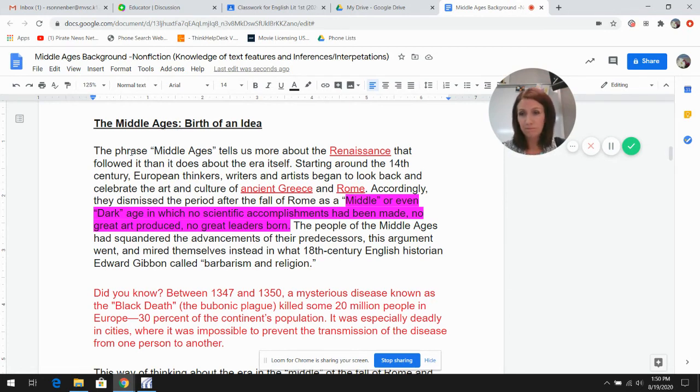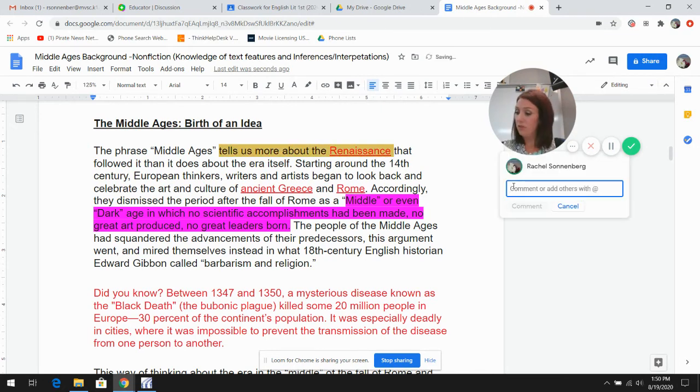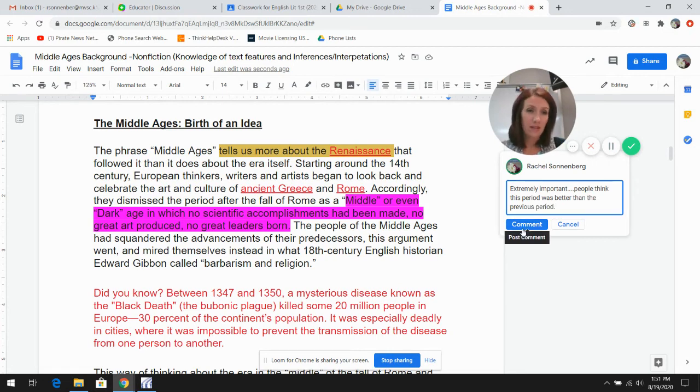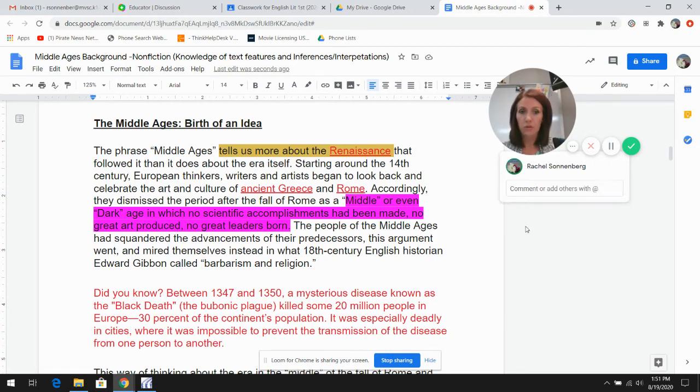the Renaissance than the actual period of the Middle Ages, if it tells us more about the Renaissance, my inference is the Renaissance is extremely important. And like people think this period was better than the previous period. Okay. That's kind of a far stretch, but either way, I tried to show you.